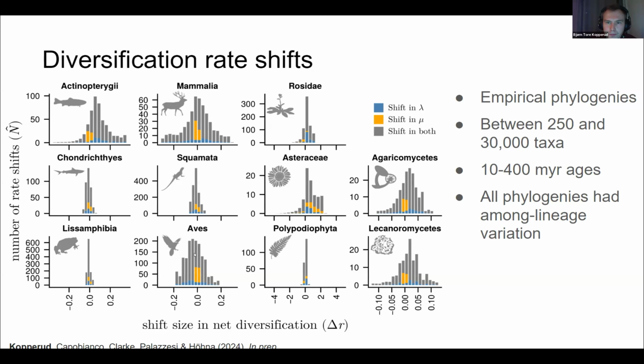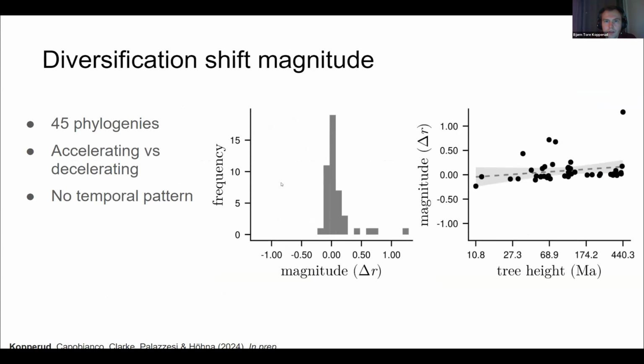Now, we can also summarize all of this acceleration and deceleration in the complete set of phylogenies, and we do this by calculating what's called the shift magnitude.